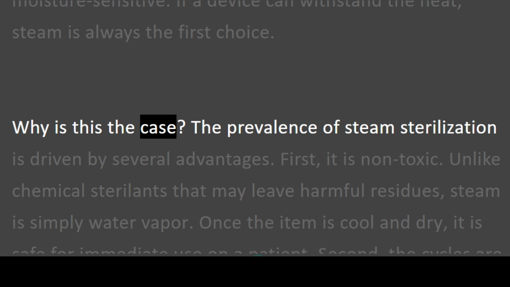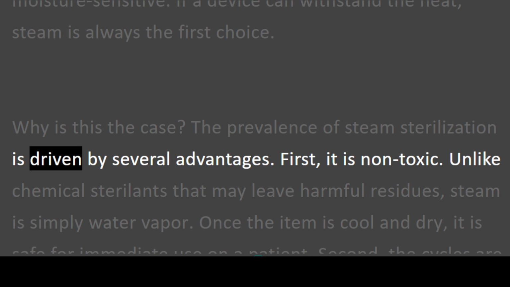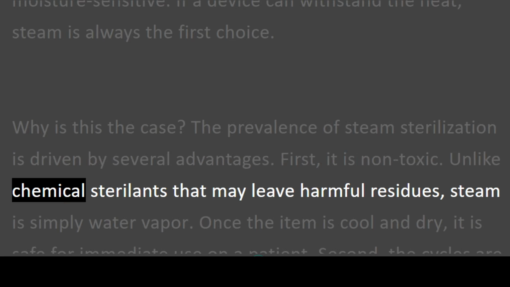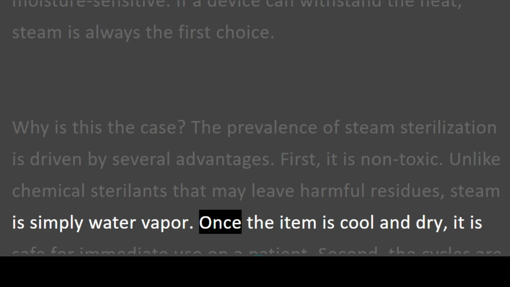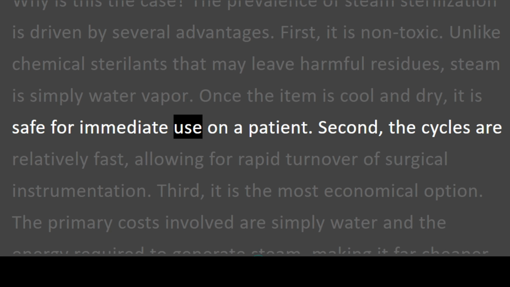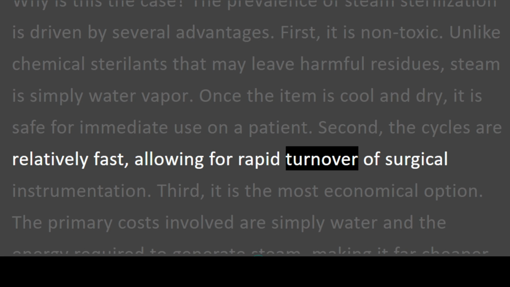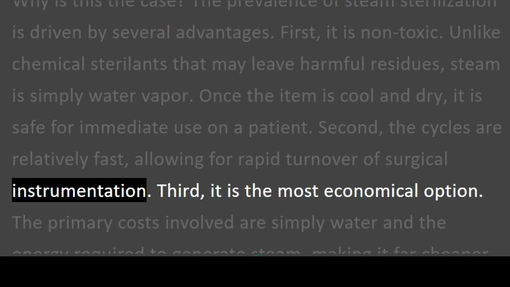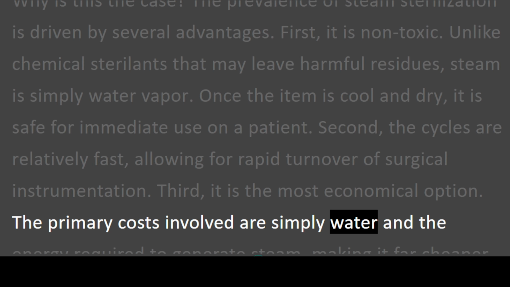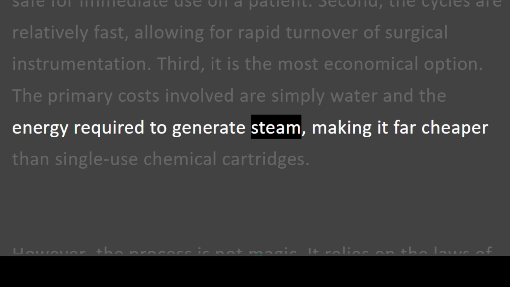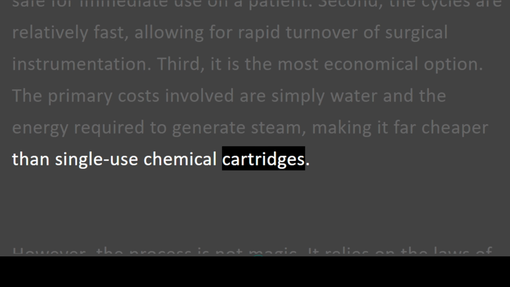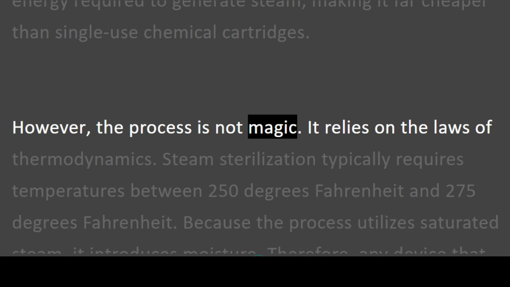Why is this the case? The prevalence of steam sterilization is driven by several advantages. First, it is non-toxic. Unlike chemical sterilants that may leave harmful residues, steam is simply water vapor. Once the item is cool and dry, it is safe for immediate use on a patient. Second, the cycles are relatively fast, allowing for rapid turnover of surgical instrumentation. Third, it is the most economical option. The primary costs involved are simply water and the energy required to generate steam, making it far cheaper than single-use chemical cartridges. However, the process is not magic.